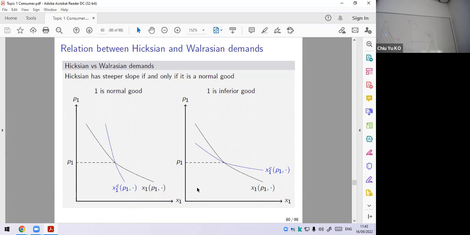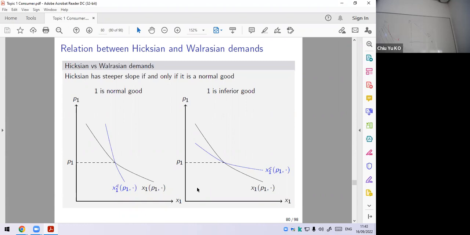The price goes down, you consume more, right? If it's a normal good, the income effect is positive. So when you compare the Hicksian demand and Marshallian demand, the difference should be the income effect. Because the price goes down and the income effect is positive, you would have this one like this. And in reverse, you have this because the income effect is negative, so it should go down further. Is it clear why this is the case?